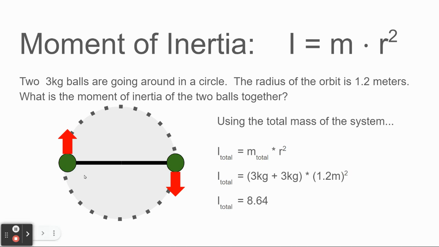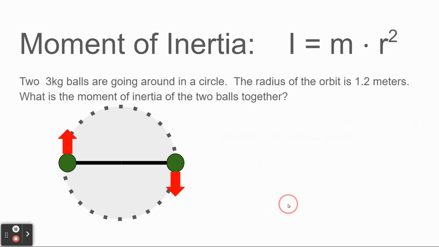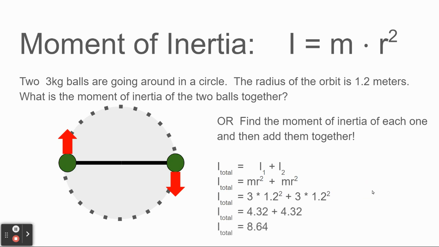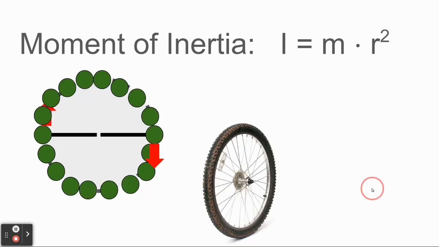But what if I wanted to do it with this ball and this ball separately? Well, for that, what I would do is my total moment of inertia is equal to the moment of inertia of the first ball plus the second ball. And so I use mr squared for both of them. I plug in the numbers. I get 4.32 for each of them, which gives me a total of 8.64. And you'll notice that that's the same moment of inertia as the other problem that we just did, which is good because it's exactly the same setup. So I would hope I get the same answer.